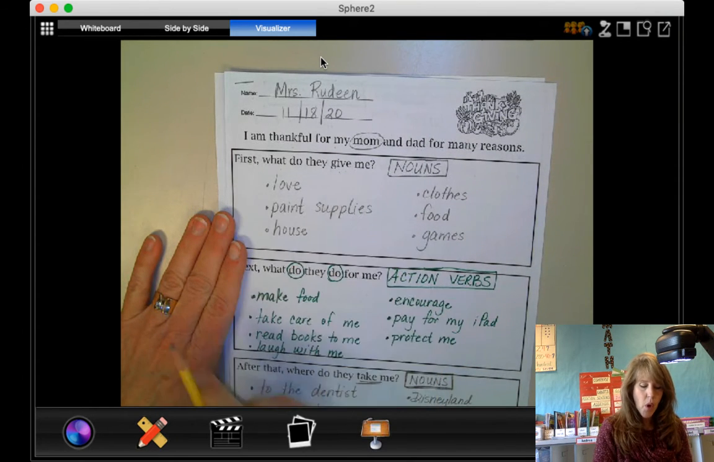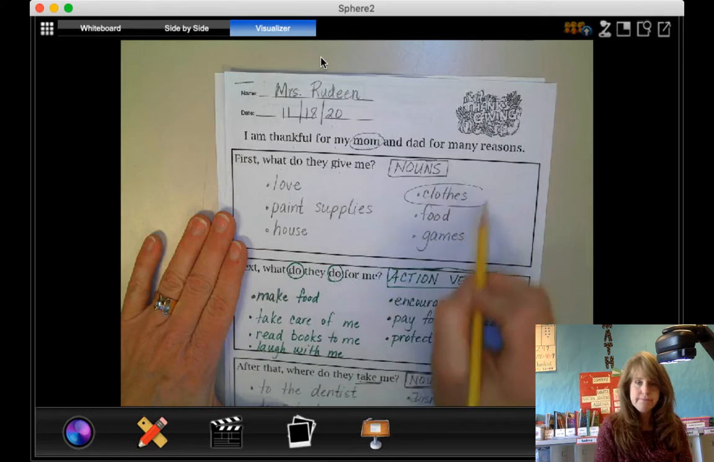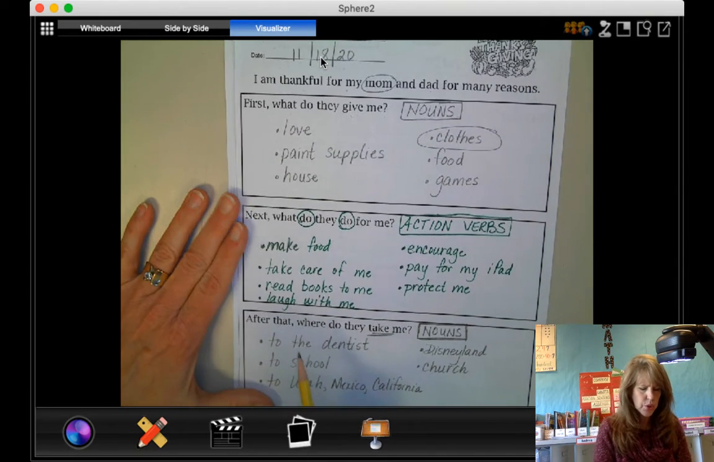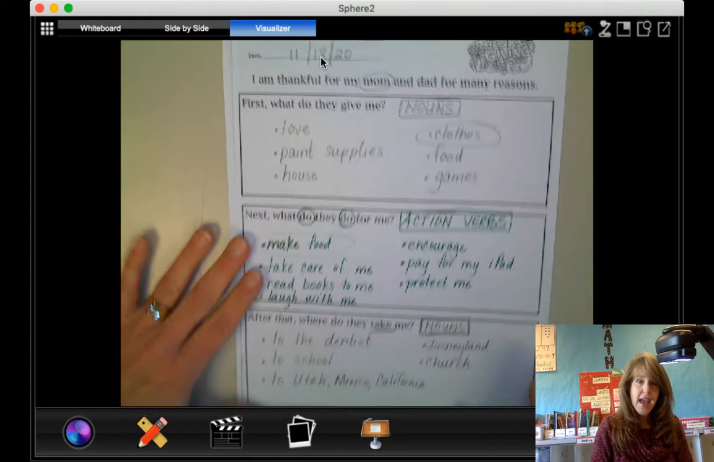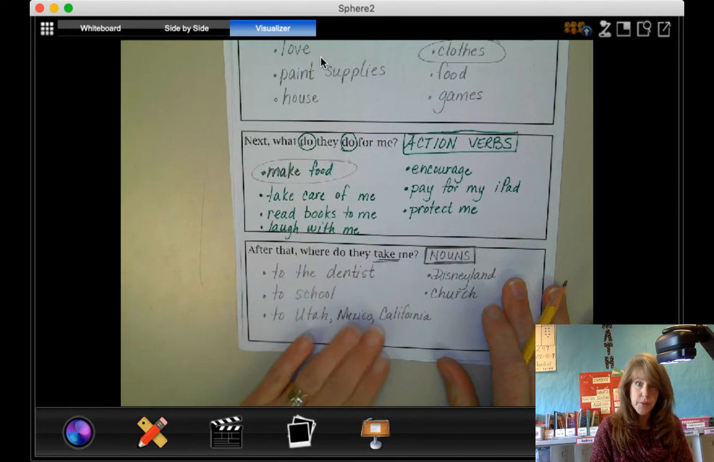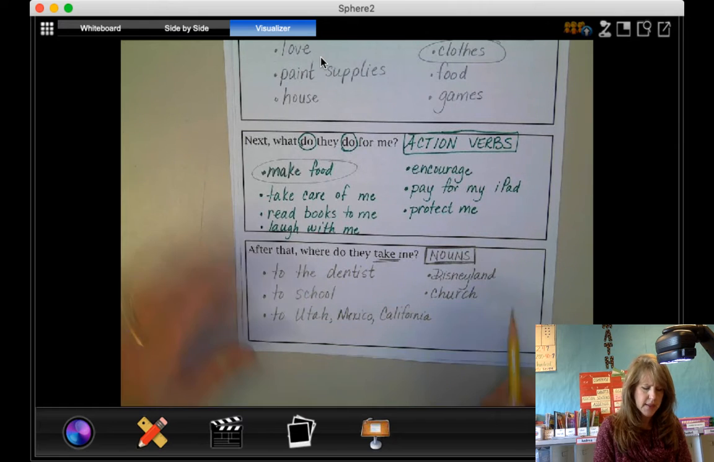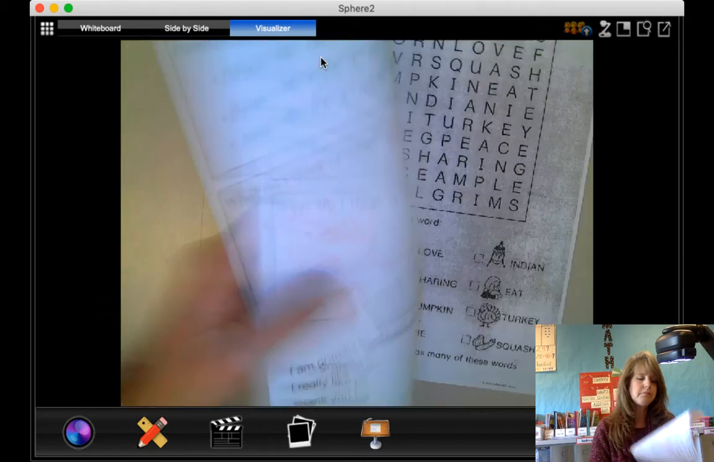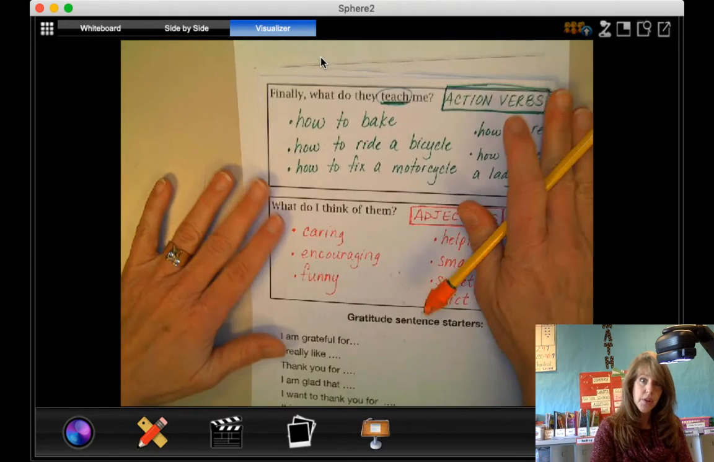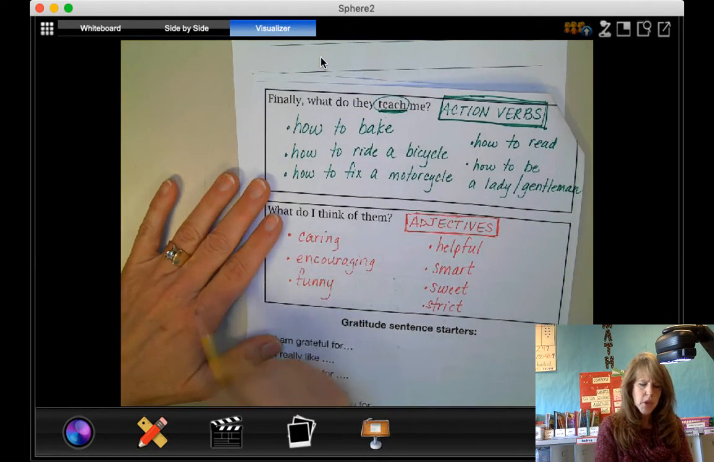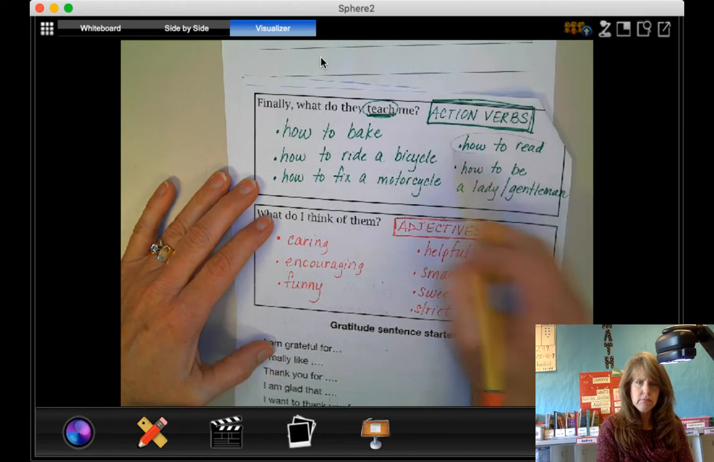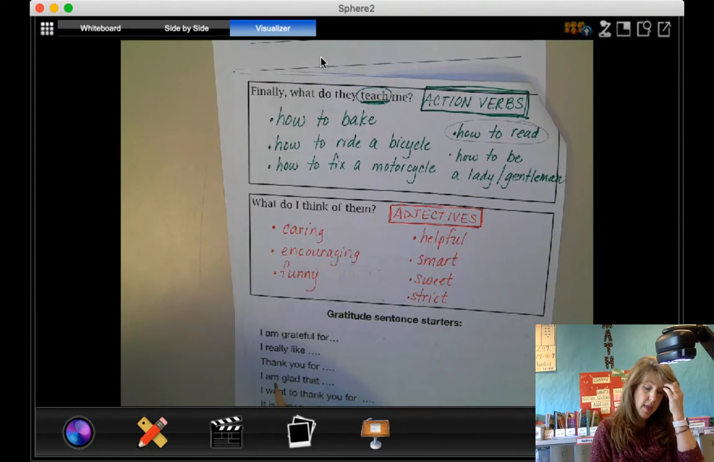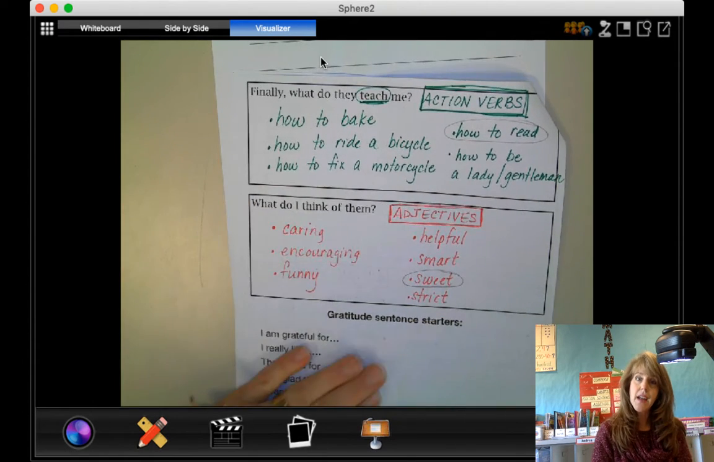So the things they give me, I'm going to choose clothes. And what do they do for me? I'm going to choose that they make food. And when I think about, and this is an option, places they take me, I'll probably skip that for now, but you can choose that. And when I talk about all the things they teach me, I'm going to choose how to read. And when I talk about what I think of them, I would say they are sweet. And then I could be done.